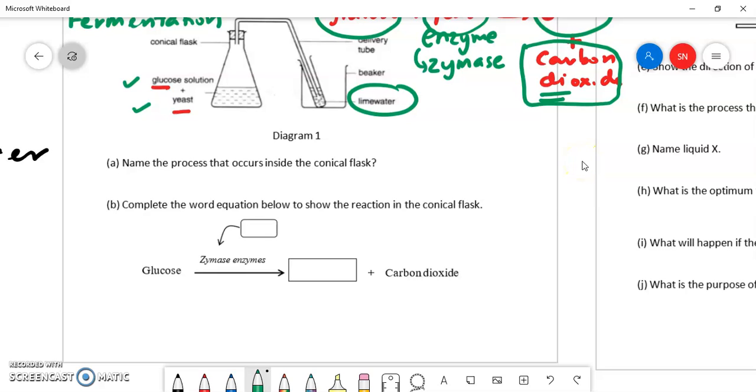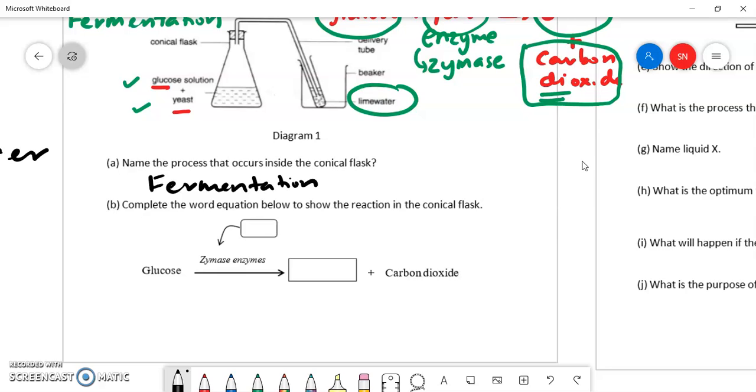The first question in your worksheet: name the process that occurs inside the conical flask. I've already given you the answer for that. The process is called fermentation.